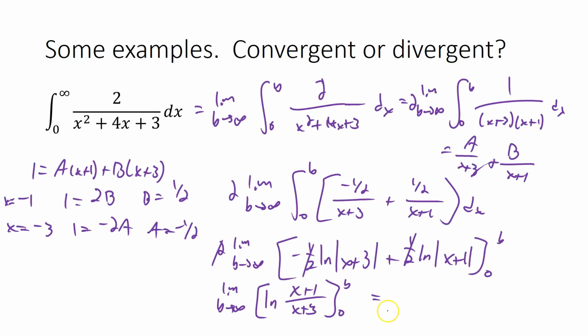So let's plug these in. So we have, let's see here, limit as b approaches infinity, ln of b plus 1 over b plus 3 minus ln of 1/3. Okay. So as b goes to infinity, b plus 1 over b plus 3, those are both linear functions, and so we just look at the leading coefficients. It's 1 over 1. That's natural log of 1, which is 0. So this goes away. So we just have negative natural log of 1/3.